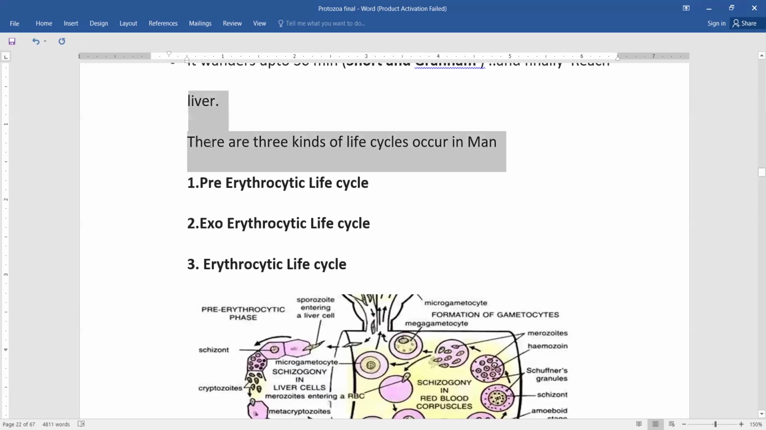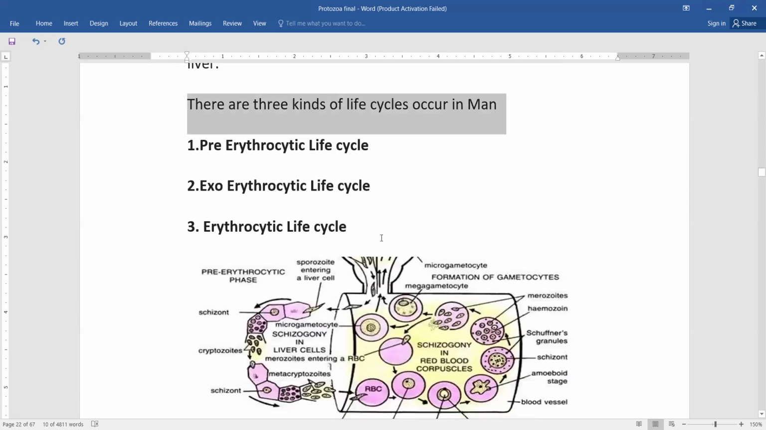So in human being there are three kinds of asexual reproductions, or life cycles, that take place. They are pre-erythrocytic life cycle, exoerythrocytic life cycle, erythrocytic life cycle. What do you mean by erythrocytic life cycle?